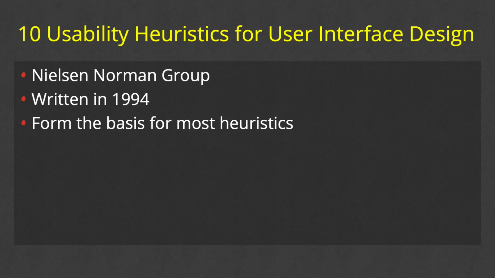One of the most famous sets of heuristics was the 10 usability heuristics for user interface design, written by the Nielsen-Norman Group way back in 1994. This forms the basis for most heuristics.